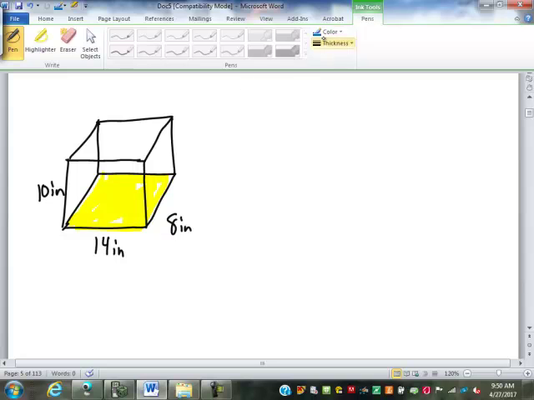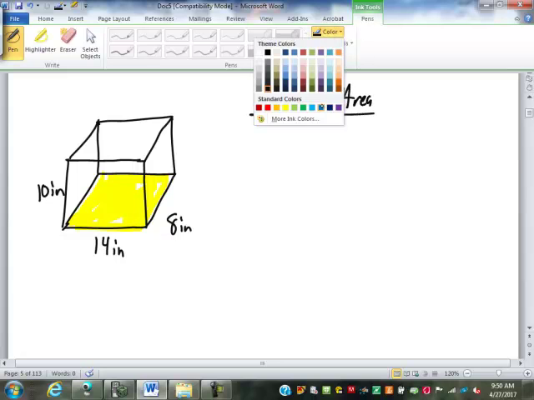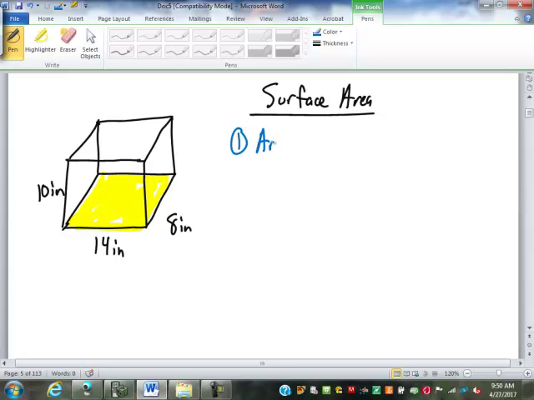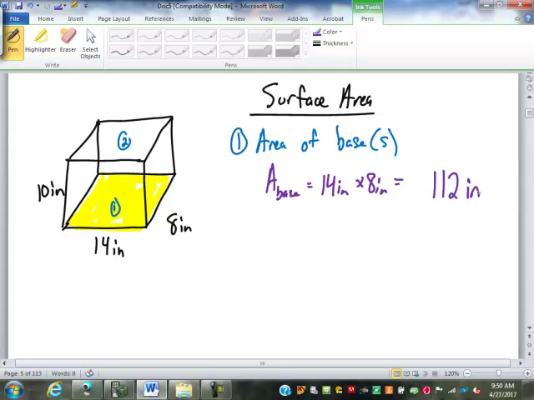So we're finding surface area, of course. When we're finding surface area, the first thing we want to find is the area of the base or bases. So for this one, is there just one base? No. There's two. There's one on bottom and there's one on top. There's two bases. Well, the area of the base is just 14 inches by 8 inches, which multiplies to be 112 inches squared.